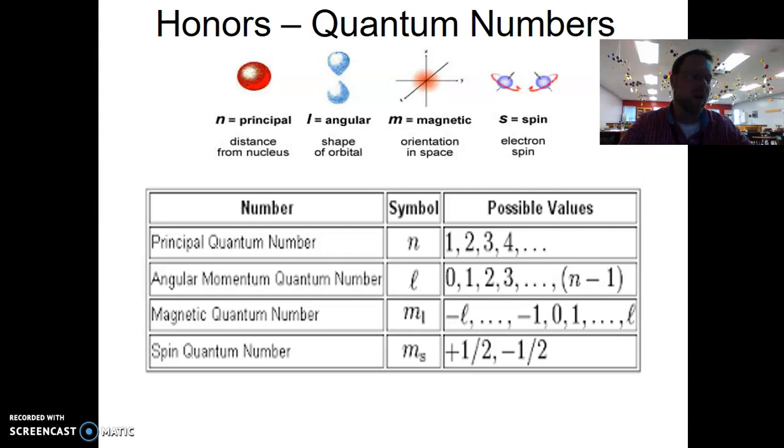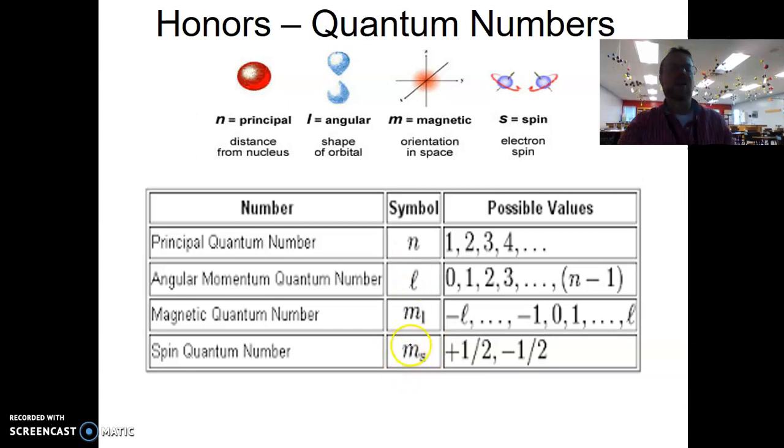An address, if you want to give the most general piece of information, might say what state you live in. That might be like the n. If you want to get more specific, you could say, I live in this city in this state. I live in Greenville. That might be like your l. If you want to get more specific still, you could say, I live on this street in this city in this state. And so that might be like your m sub l. And then if you want to get specific down to a house on a street, then you might be talking about the m sub s.